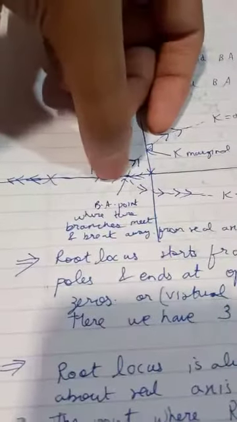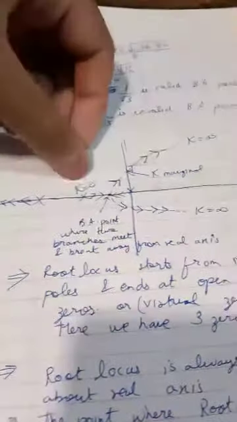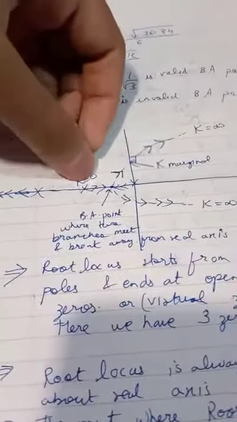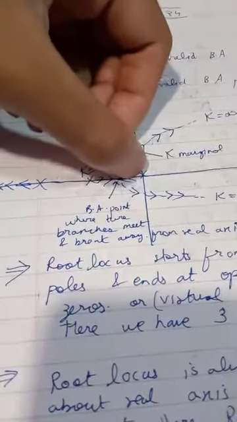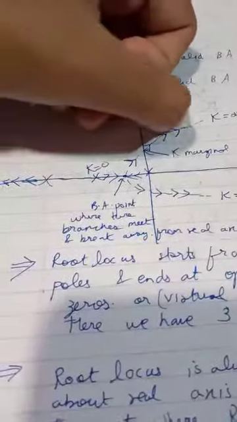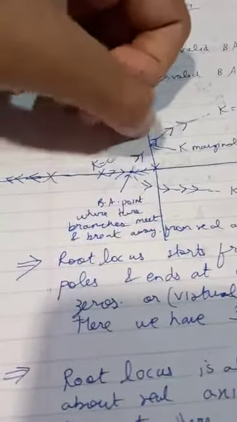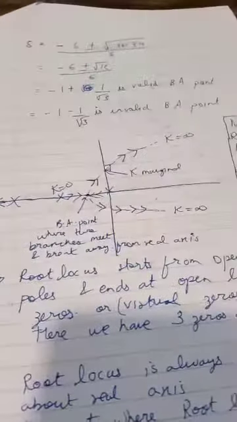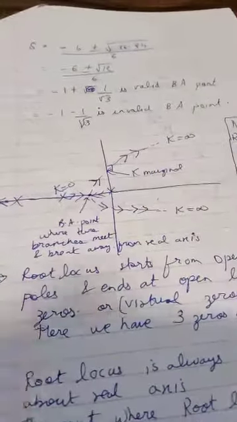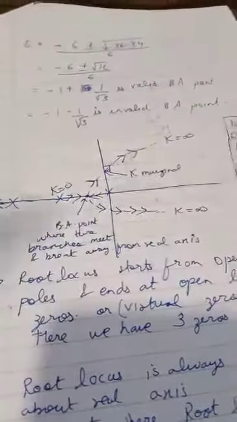The breakaway points are the points where two branches meet and break away from the real axis. At this point this branch and this branch meet and break away from the real axis. So this branch goes this way and this branch goes this way. The breakaway points are the points where two branches of the root locus meet and break away from the real axis.